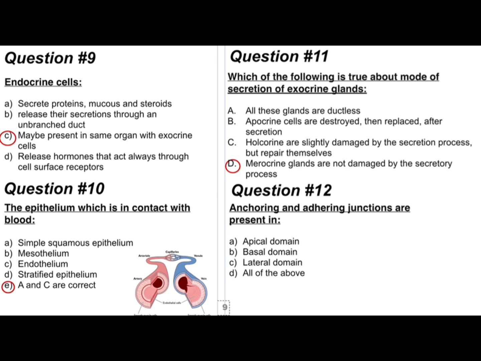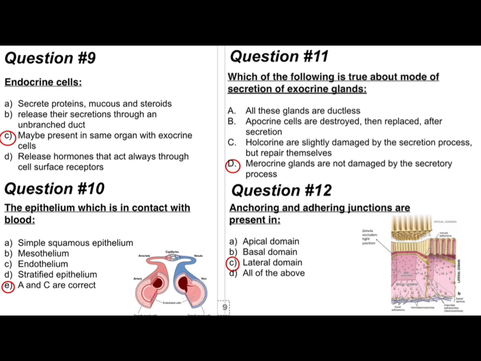Concerning question 12, anchoring and adhering junctions are present in A, apical domain, B, basal domain, C, lateral domain, D, all of the above. As we know, anchoring and adhering junctions are present on the lateral domain. Remember, apical domain is the domain facing the lumen, so there are no junctions on the apical domain. There is a junction on the lateral domain near the apical part, for example, the tight junctions. On the basal domain, there are junctions, but they are not the anchoring and adhering junctions. They are the hemidesmosomes and, for example, focal adhesion points.